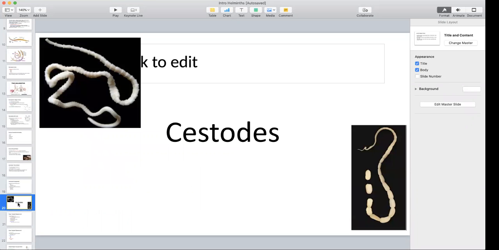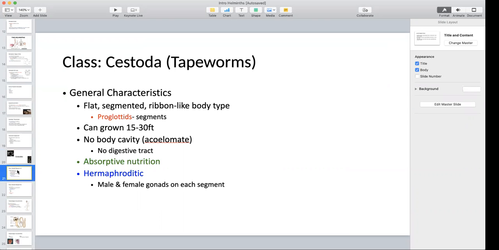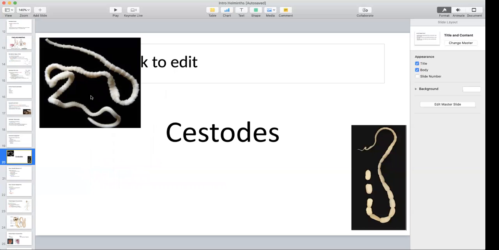And let's look at some cestodes. Okay. These cestodes, as you can see, morphologically are different. They're segmented worms. The roundworm was one single worm, unsegmented. These cestodes are the tapeworms that you've probably heard about before. General characteristics are that they have these flat, segmented, ribbon-like bodies. You can see that here. This kind of resembles a ribbon, if you will.